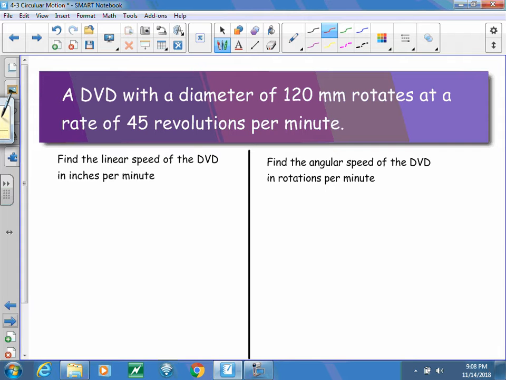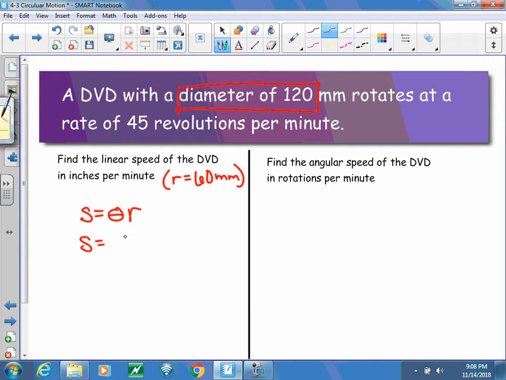All right, so here we have a DVD with a diameter of 120 millimeters that rotates at a rate of 45 revolutions per minute. Find the linear speed of the DVD in inches per minute. Starting out, we have to find our arc length, so we're going to take theta times r. We need to know our radius, and it's telling me that we have a diameter of 120. That tells us that our radius is going to be 60 millimeters.